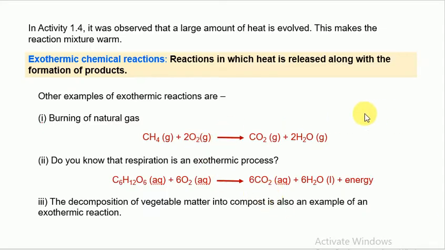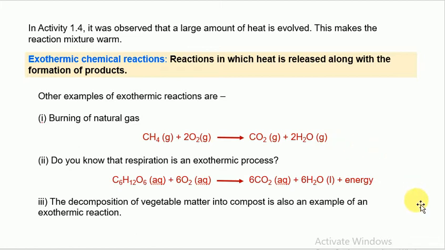In activity 1.4, it was observed that a large amount of heat is evolved after the combination reaction, and that makes the reaction mixture warm. So this is an exothermic chemical reaction: the reaction in which heat is released along with the formation of products. Some examples are burning of natural gas, that is methane, which combines with oxygen to form carbon dioxide and water, and it releases a large amount of heat that is utilized for various activities.